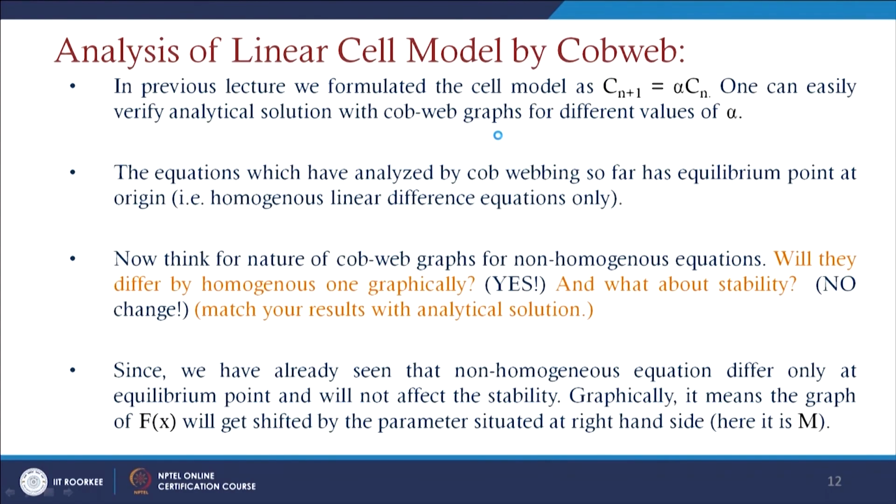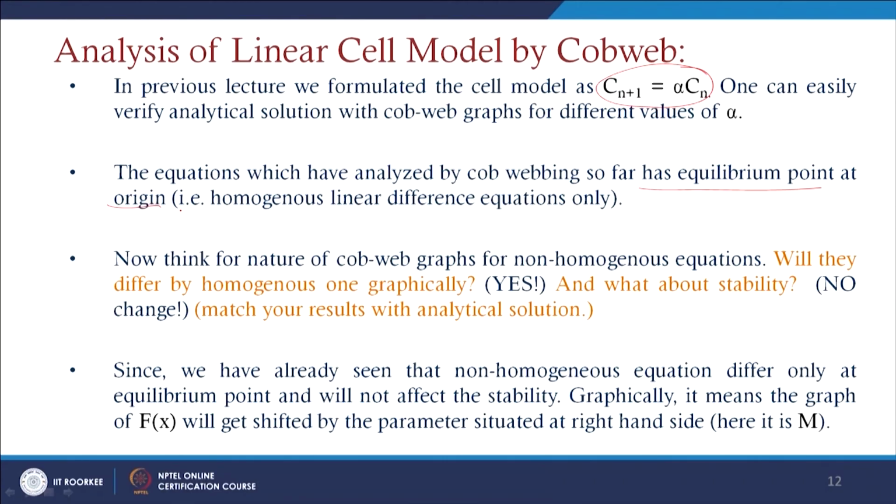So if you go for the analysis of a linear cell model by cobweb here, for the linear model we have considered the cell division model as C(n+1) equals alpha Cn, and one can easily verify the analytical solution with cobweb graphs for different values of alpha here. The equations which I have analyzed by cobwebbing so far have an equilibrium point at the origin only, that is, homogeneous linear difference equations.